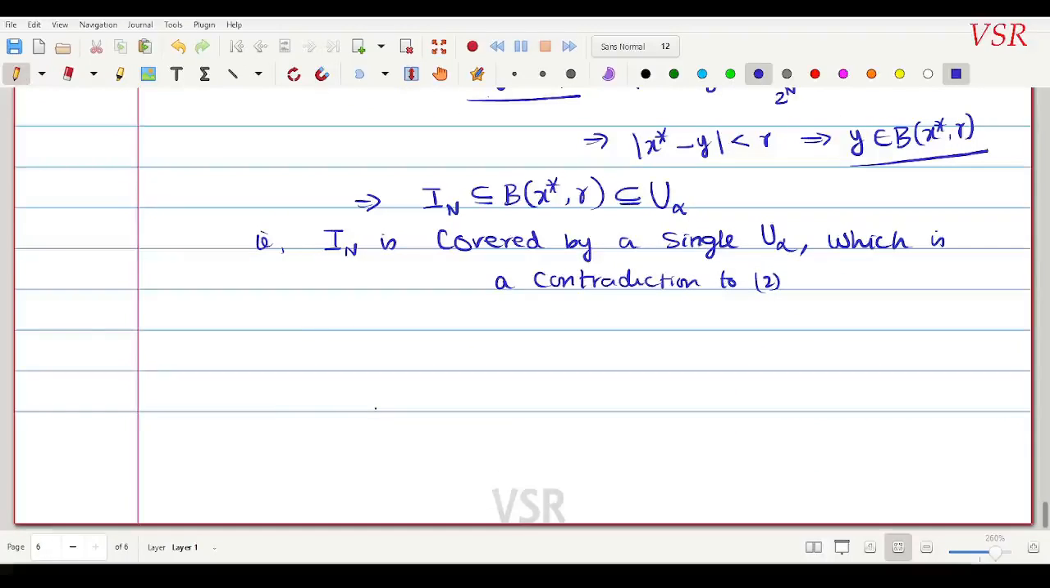This implies that I naught is compact. Okay, so every closed interval is compact. So what we write here: hence our assumption that I naught is not compact is wrong. Therefore I naught must be compact. So hence the theorem. I'll stop here.